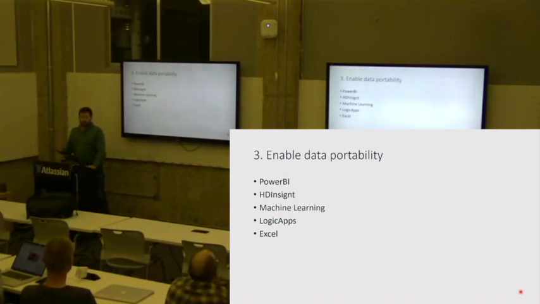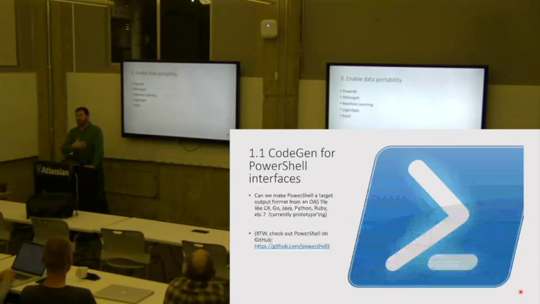Second is enabling data portability. We've got a bunch of tools that Microsoft makes, like Power BI or HD Insight, which is for big data analysis, Azure Machine Learning, and even old school Excel. And people on those teams want to be able to understand an interface, understand a data set, and having an open API spec for that interface makes it easy to bring that data and that interface into a tool for integration and interaction.